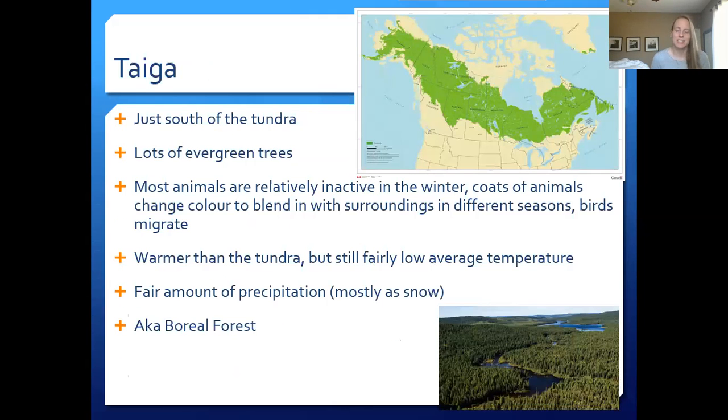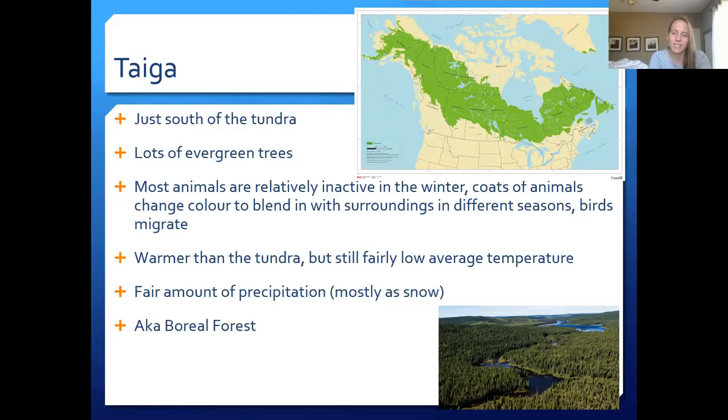The taiga is south of the tundra. It is also called the boreal forest, and that's where you find lots of coniferous or evergreen trees. This is the largest of the biomes here in Canada. You can see how much of Canada is covered by boreal forest.